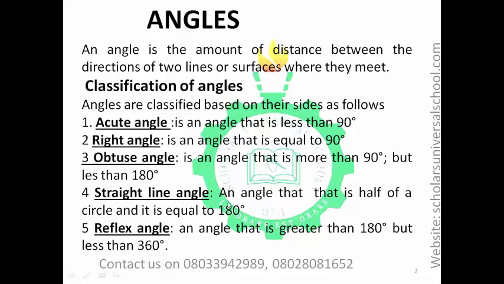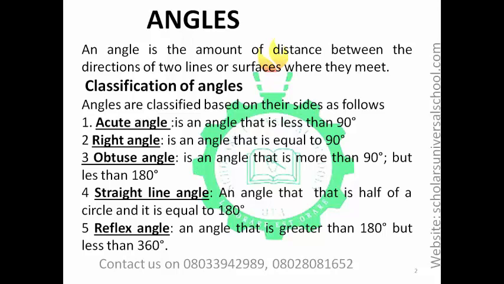Straight line angle. They are angle that is half of a circle or an angle that is equal to 180 degrees. While reflex angle is an angle that is greater than 180 degrees but less than 360 degrees.